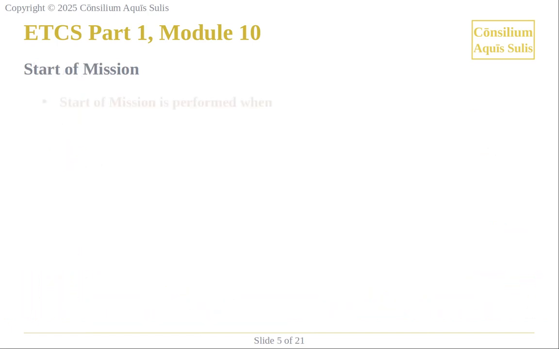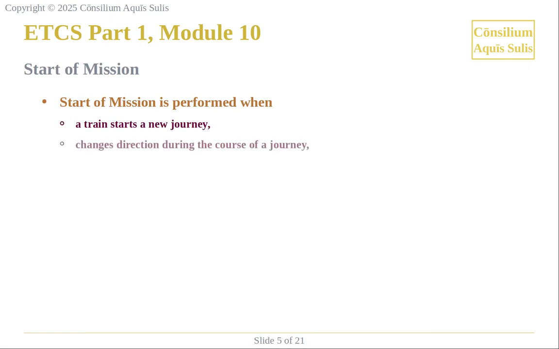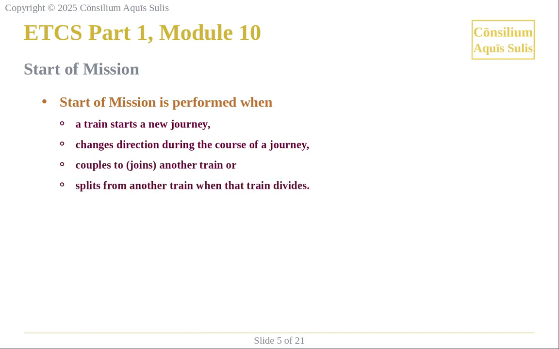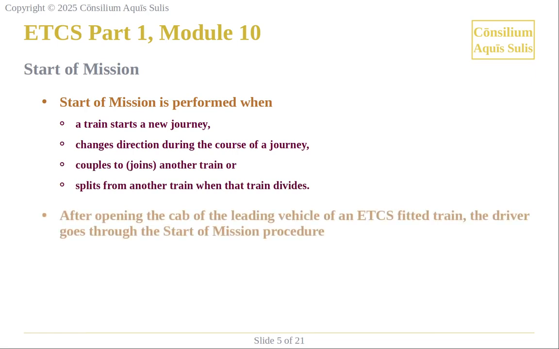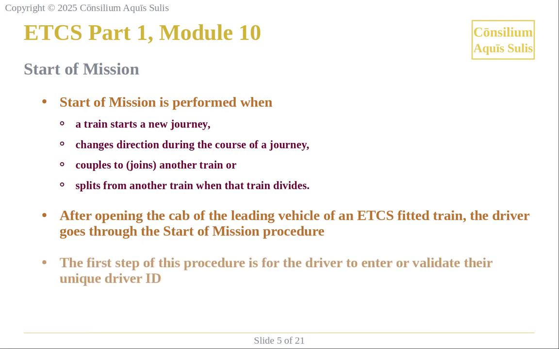Start of mission is performed when a train starts a new journey, changes direction during the course of a journey, couples to another train, or splits from another train when that train divides. After opening the cab of the leading vehicle of an ETCS-fitted train, the driver goes through the start of mission procedure. The first step of this procedure is for the driver to enter or validate their unique driver ID.